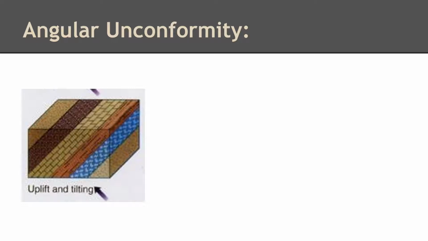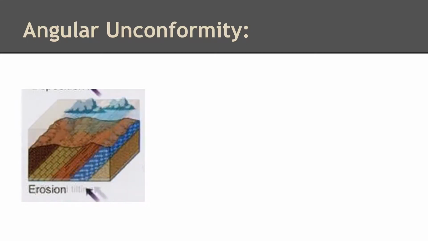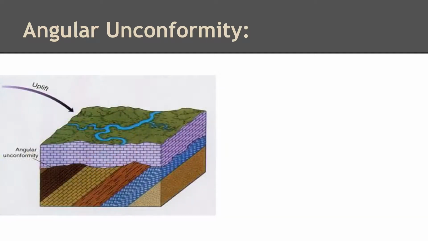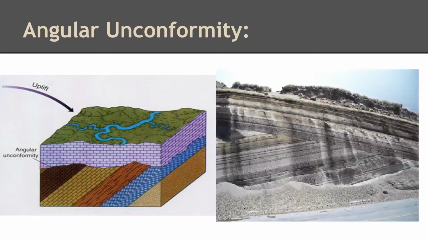Once they're exposed on the surface, you get a little erosion. So now the angled layers are exposed on the surface, and if the body of water returns, you can get a new horizontal layer to form on top of those angled layers. The actual contact between the angled layers and the horizontal layers represents your angular unconformity. That would also represent a huge gap in time, because this would take millions of years to develop. Looking at this, it is again one of the easiest to identify. Here's an example.